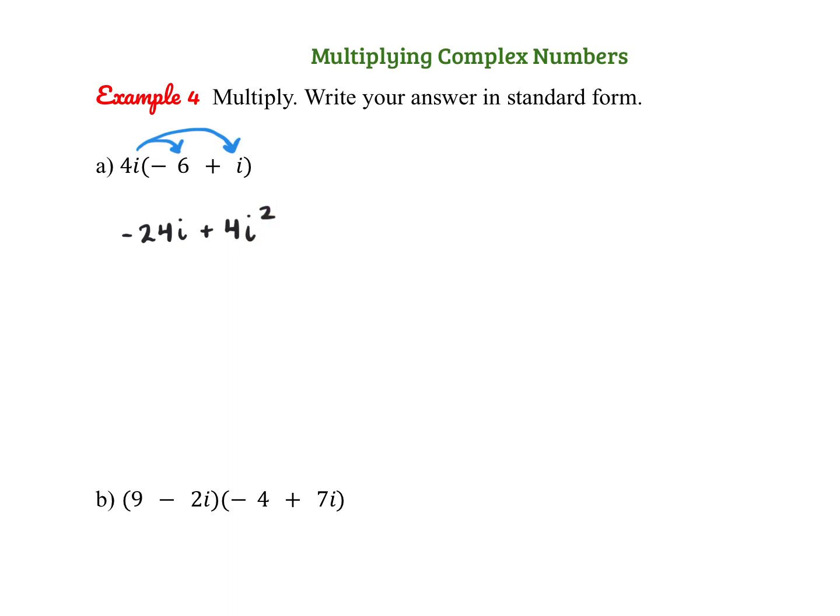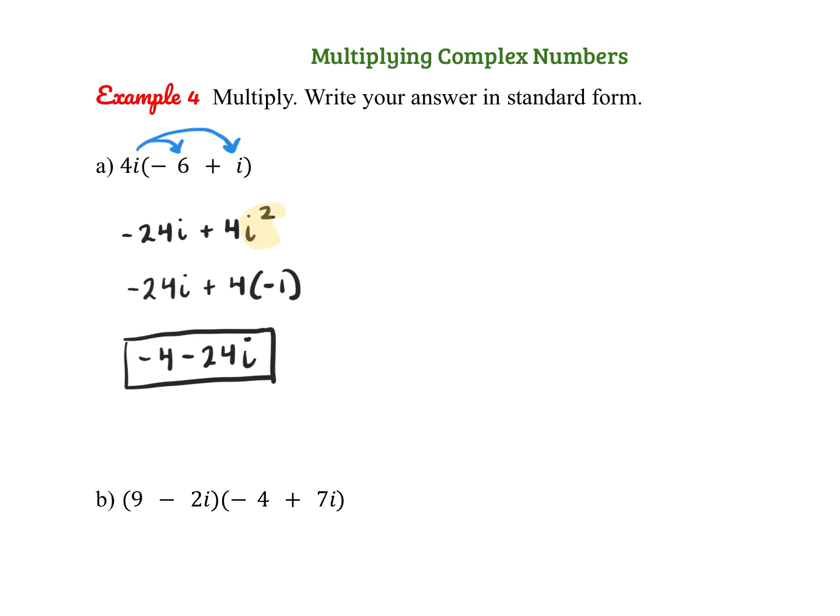Then from here, we just need to make sure we are simplifying our higher powers of i, specifically in this case, i squared. So we know that i squared is always going to be equal to negative 1. So now we can write our complex number as negative 4 minus 24i. Just make sure to write that real portion first for your final answer.